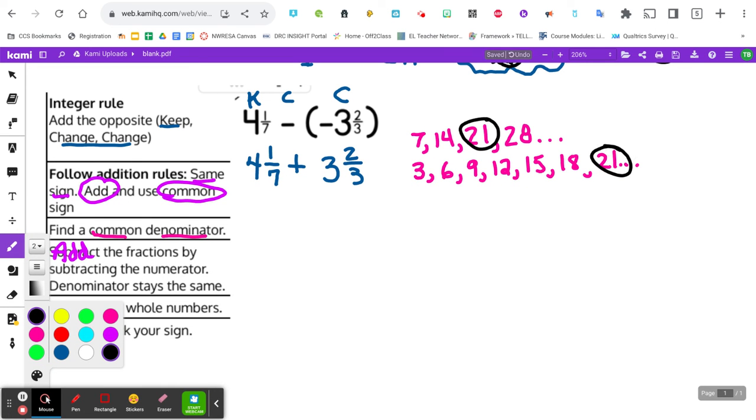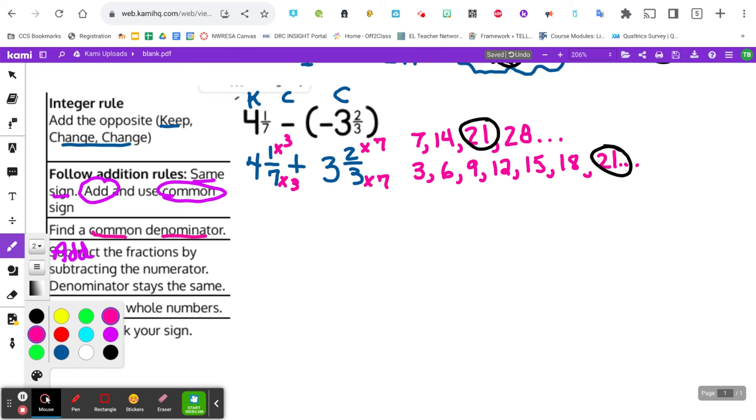So I am going to get the common denominator. I'm going to have to multiply 7 by 3 to get 21. And what I do to the bottom, I've got to do to the top. I've got to multiply 3 by 7 to get 21. And what I do to the bottom, I've got to do to the top.